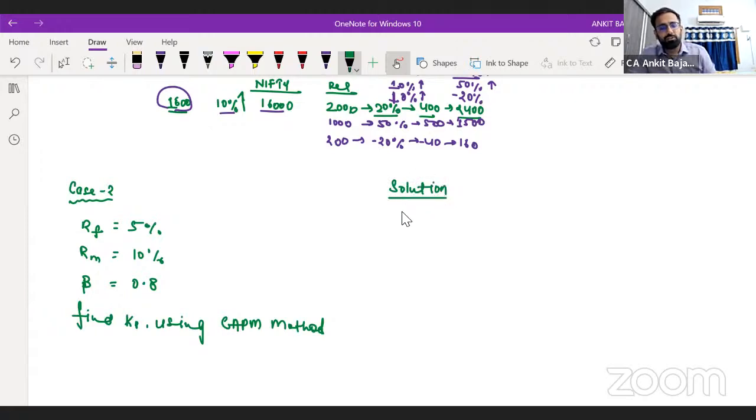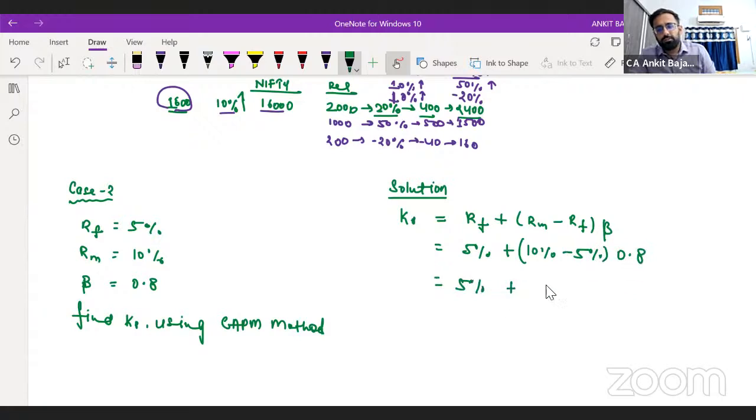Okay, so what is going to be the formula here? The formula is going to be KE is equal to RF plus (RM minus RF) into beta, right? So the risk-free return is 5% plus return from market is 10% minus risk-free return is 5%, and beta is 0.8. Right? So here it is going to be 5% plus, if I solve this equation, I will be getting 4%. So the cost of equity is going to be 9%.